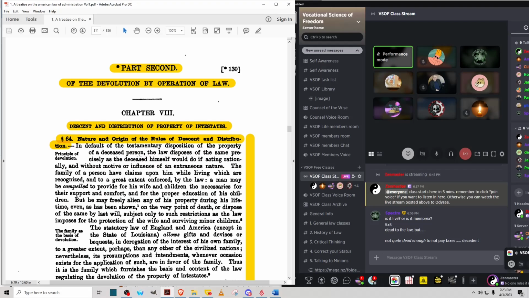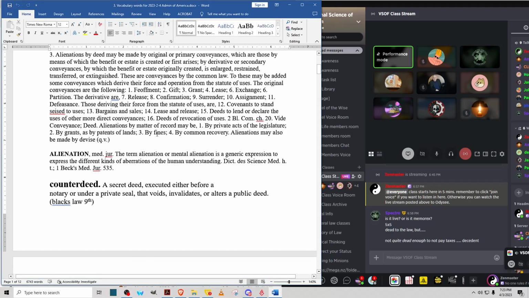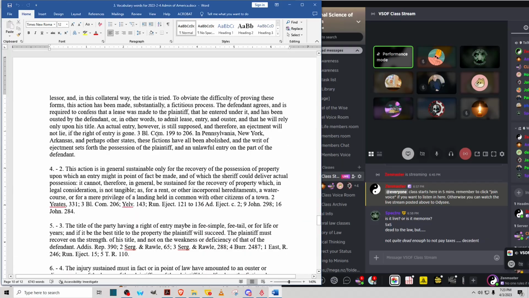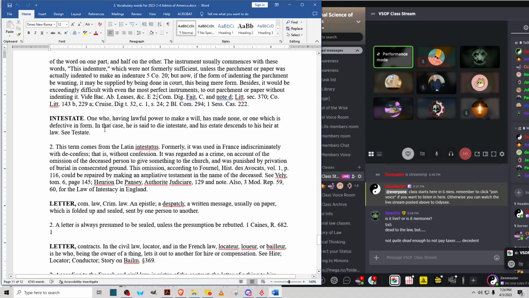Descent and distribution of property of intestates. Okay, so what is an intestate? All right, so let's open up our little cheat sheet for our vocabulary. Let's go down to intestate and read what an intestate is. All right, an intestate: one who, having lawful power to make a will, has made none, or one which is defective in form.